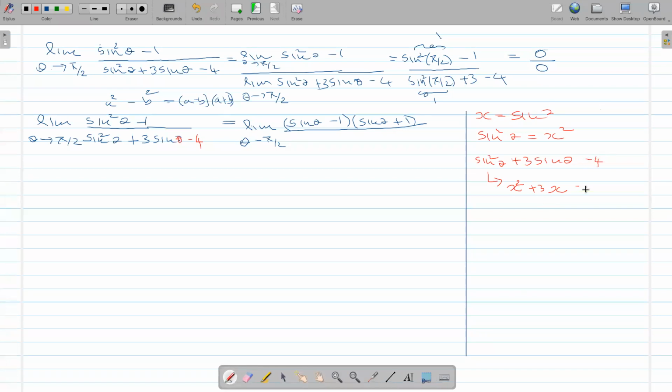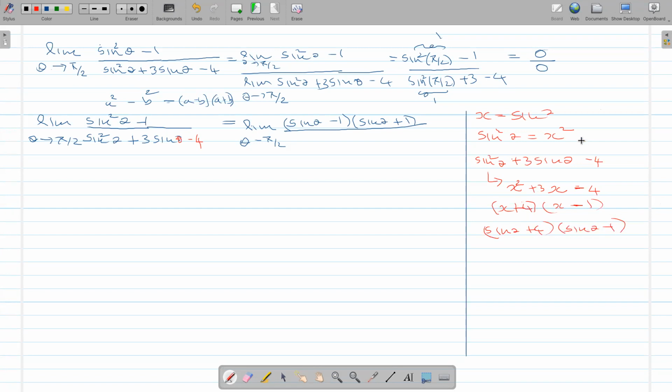Okay, so this minus 4. Now this one you can factor: x and x, 4 and 1. To get the middle term, this is plus, this is minus. So x is sin theta, so sin theta plus 4 and sin theta minus 1.